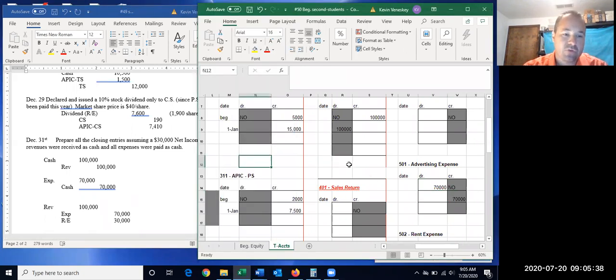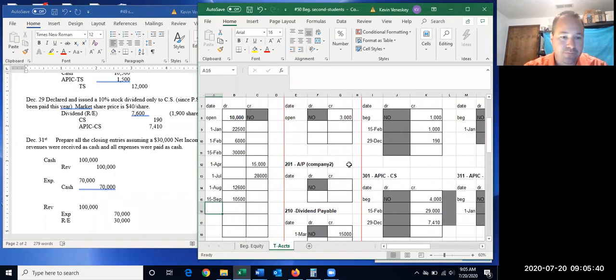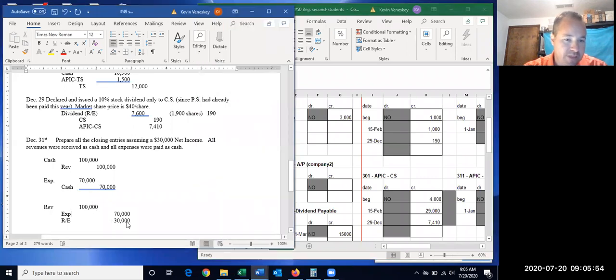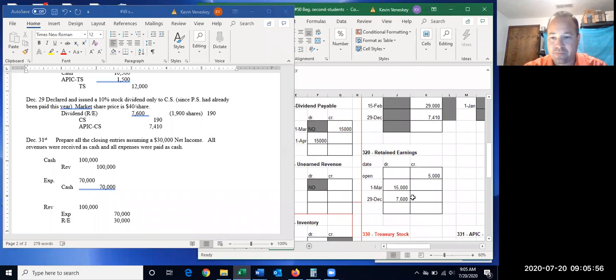Now let's finish. Let's do the two cashes over here. I had 100 grand. Then I had 70. Okay. So now I've taken care of this whole thing. I've taken care of this. The only one I have left to do is my retained earnings. Retained earnings went up 30 grand on 12/31 from the closing.